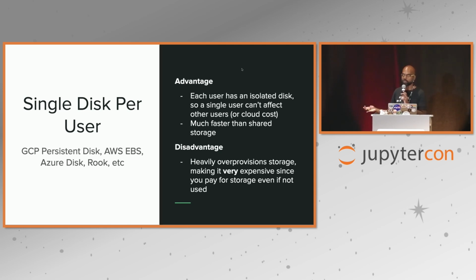The other alternative is a single disk per user. This is what Zero to Jupyter Hub gives you by default. Each user has their own disk. So one user cannot mess things up for everyone else. But it is just so much more expensive.